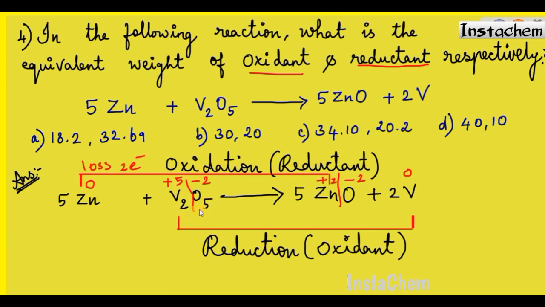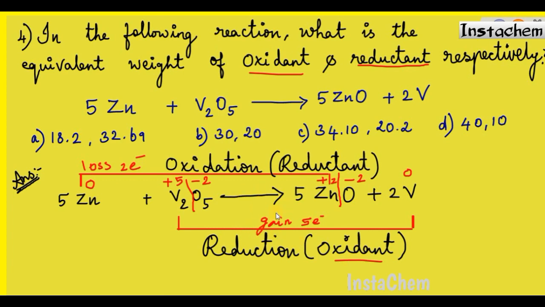At the same time, in V2O5, here vanadium carries +5 oxidation state, it becomes neutral. That means gain of electrons. How many electrons? 5 electrons. So this process is gain of 5 electrons. That shows it is a reduction process. So the chemical or compound which undergoes reduction is called an oxidant.